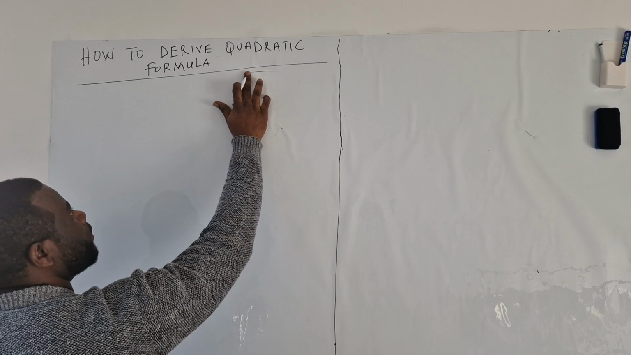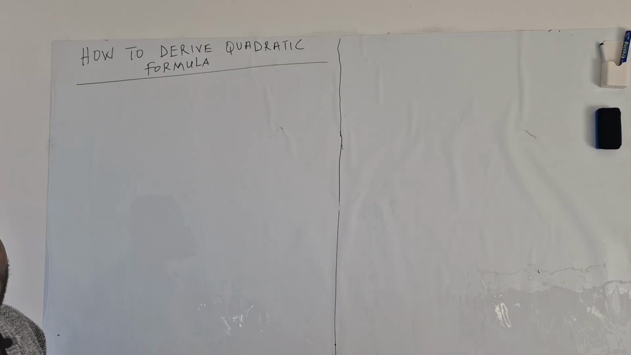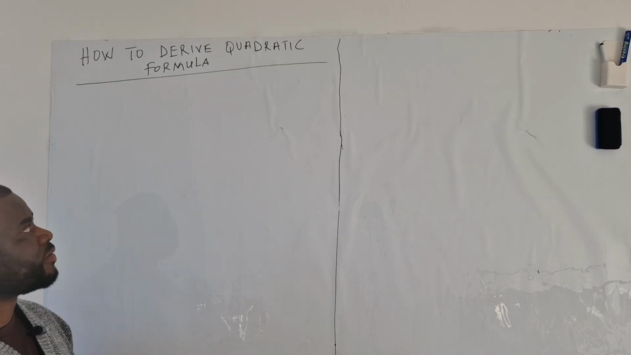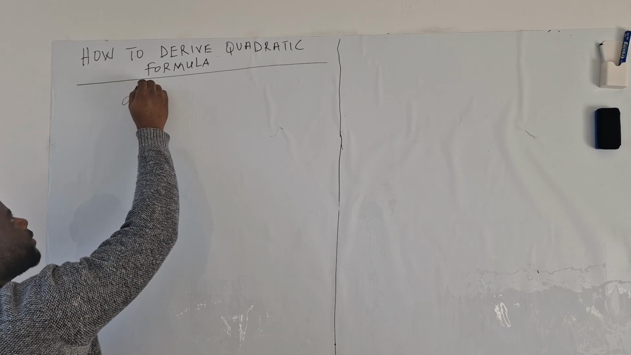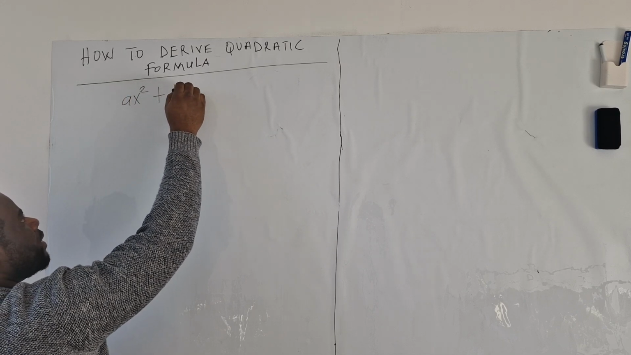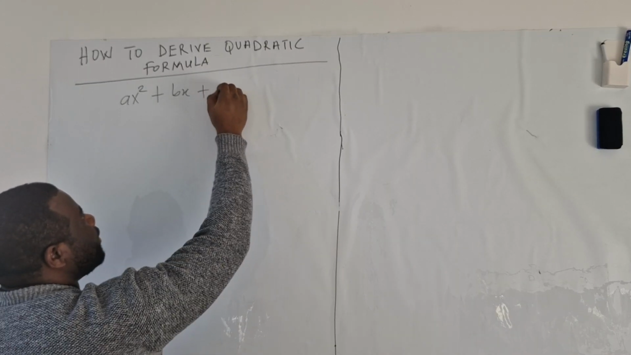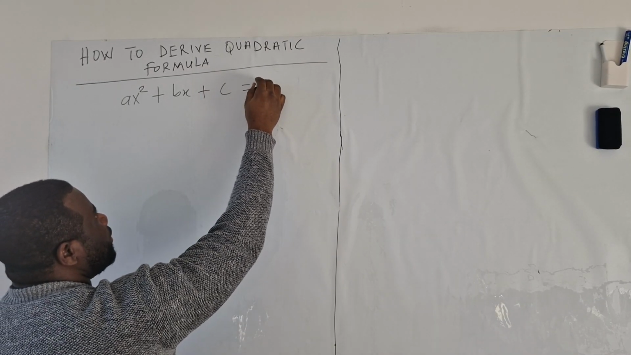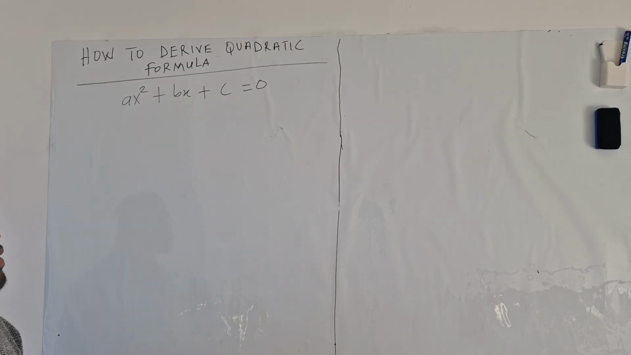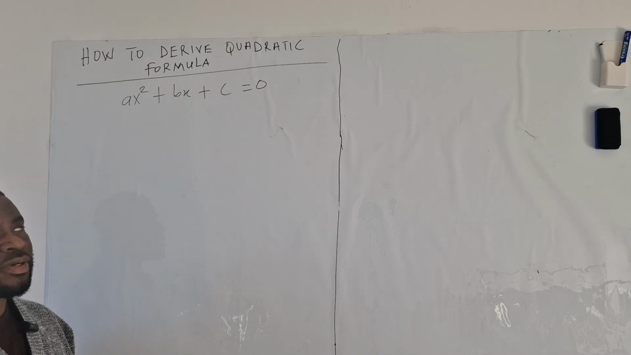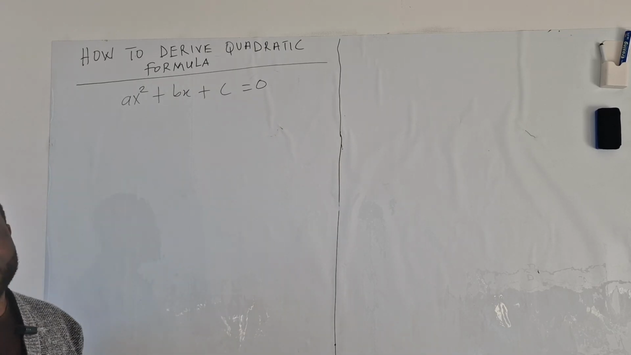Now, we know the general form of quadratic equation. The general form of quadratic equation is given as ax squared plus bx plus c equal to 0. This is the general form of quadratic equation. And then we are going to derive the quadratic formula from this general form of quadratic equation.